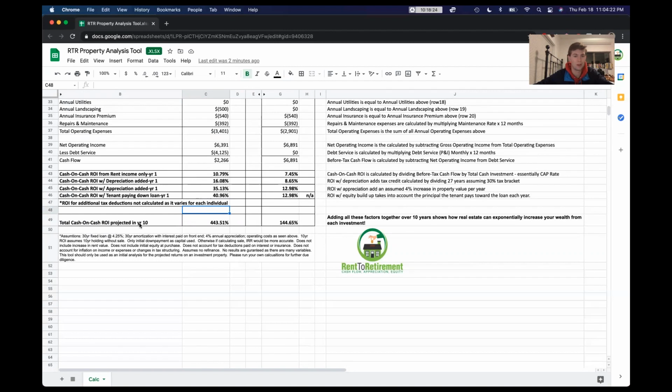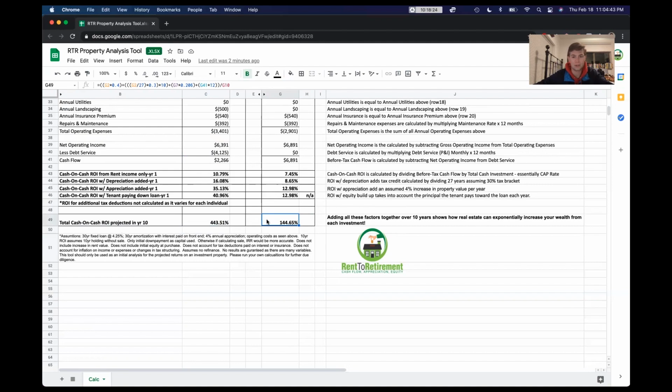So over the course of a 10-year time horizon, our total cash on cash return for this investment, this property, is going to be 443.51%. Dang, amazing, amazing, amazing. You can break down this formula if you would like.